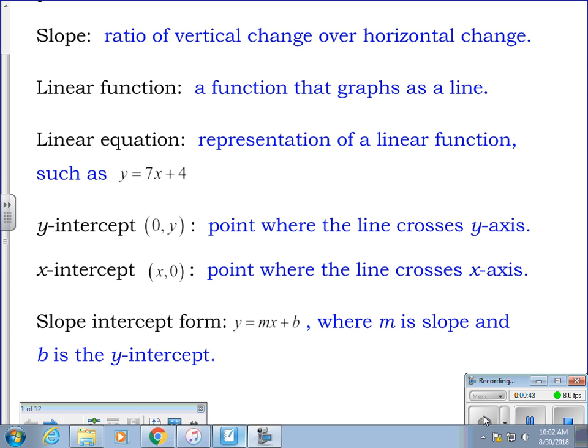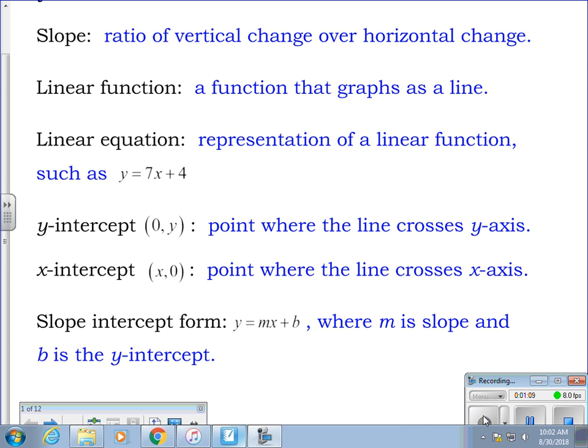Important parts, slope. The slope of vertical change is the ratio of the vertical change over the horizontal change, i.e. rise over run. How much you go up over how much you go over. A linear function is a function that graphs as a straight line. A linear equation is a representation of a linear function, such as y equals 7x plus 4.